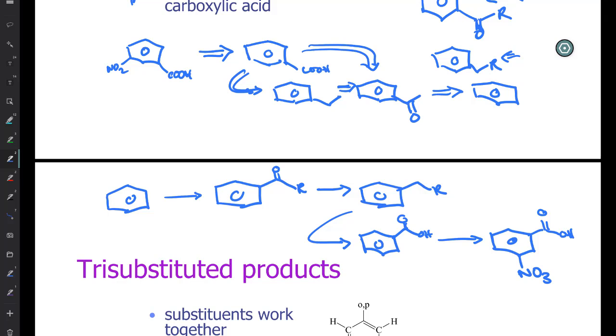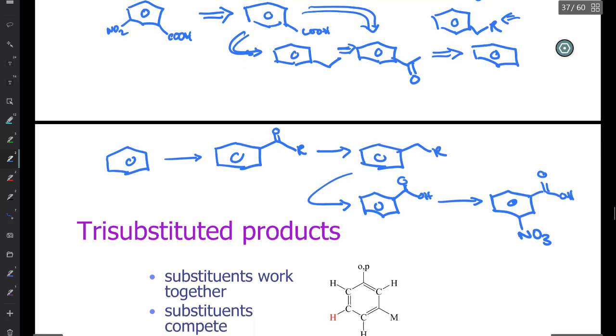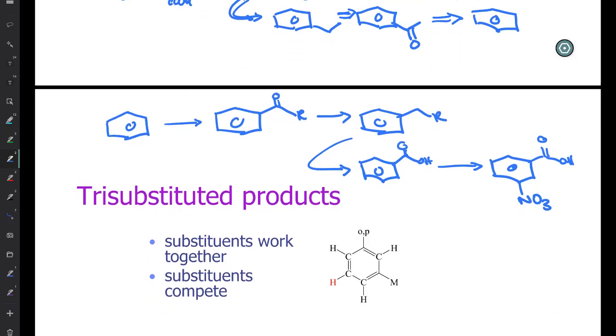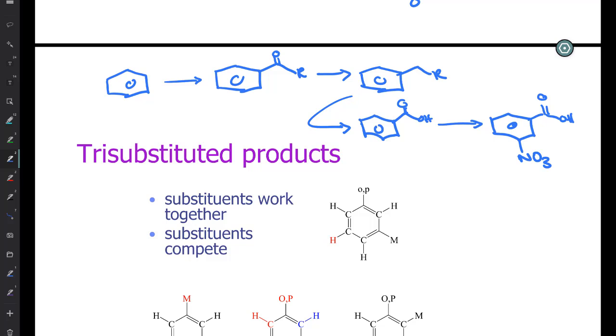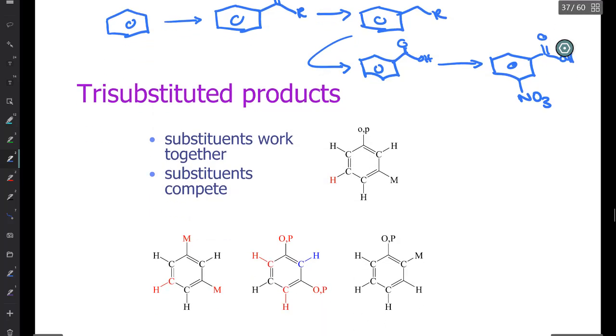The only trick is there's a lot of steps involved, and so I'm not sure you can avoid that. You have to do that acylation, reduction, and then oxidation, and then the nitration.